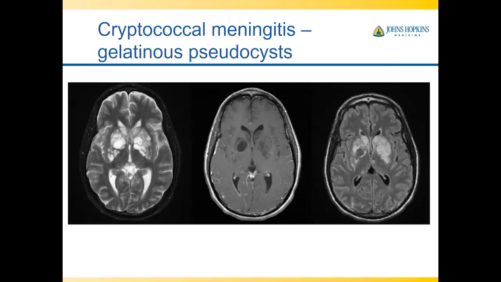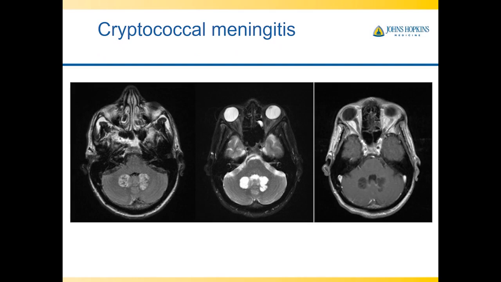The characteristic appearance when there is involvement of the basal ganglia is distension of the perivascular spaces by these gelatinous pseudocysts. In this particular patient, there is also presence of meningitis with FLAIR signal in the sulci, posteriorly in the parieto-occipital region bilaterally, as well as ventriculitis with enhancement around the right occipital horn. So these gelatinous pseudocysts can also occur in the posterior fossa, in this example occurring in the bilateral cerebellar hemispheres near the dentate nuclei.